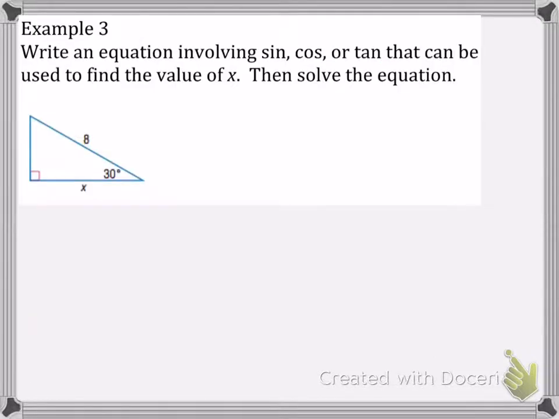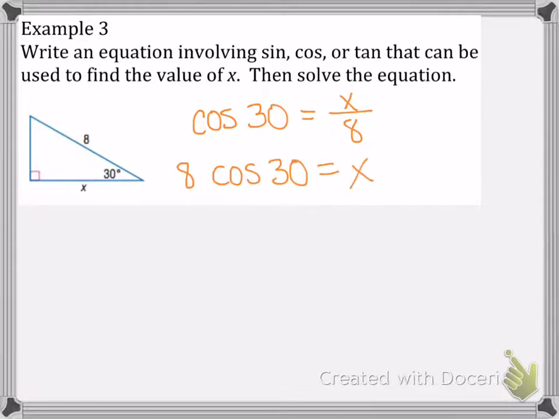Write an equation involving sine, cosine, or tangent that can be used to find the value of x. So what I would look to see is the relationship of the angle given to the two sides. And in this case, I would want to use that the cosine of 30 would be equal to x over 8. So then solving, I get 8 times the cosine of 30 equals x.